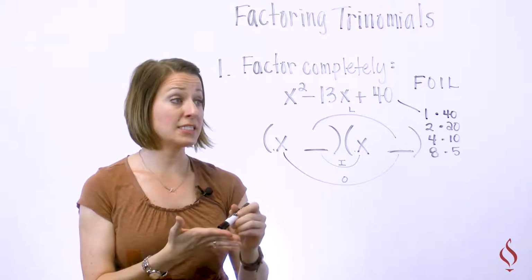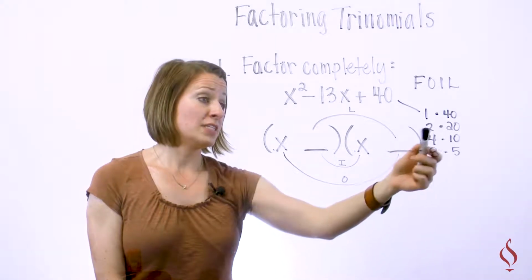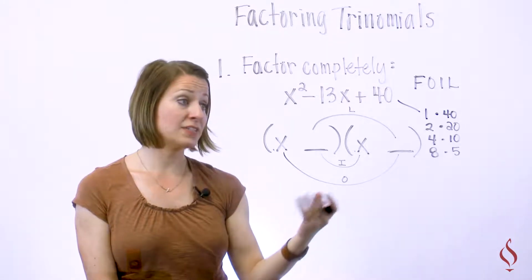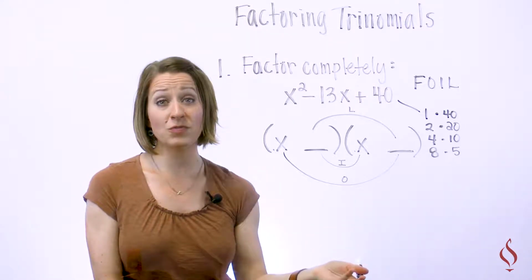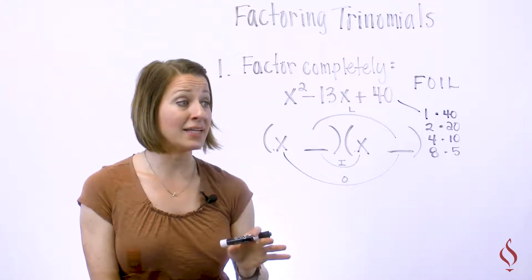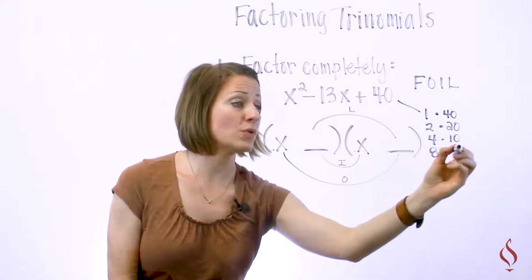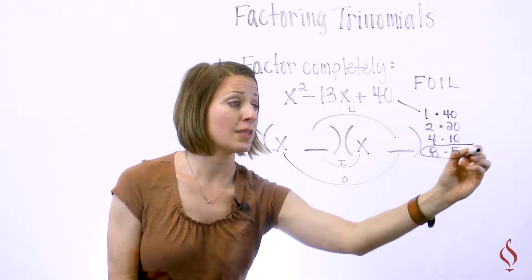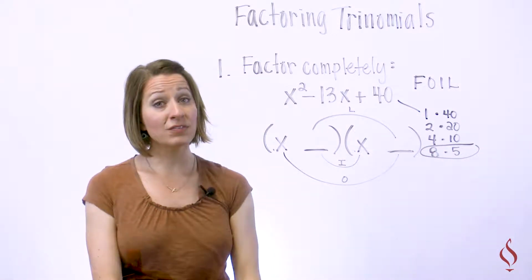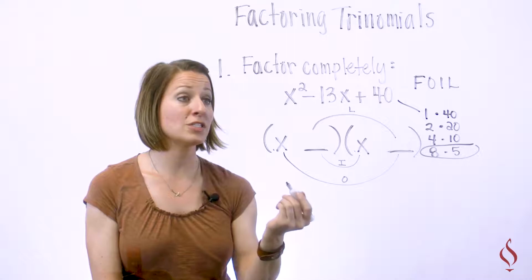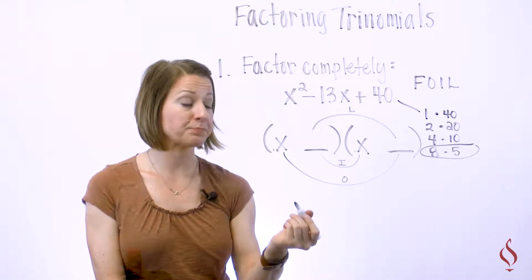All right, in this case, all of these multiply positive times positive to get the positive 40, but none of them add to get to the negative 13. The closest one is this one right here. That gives us a positive 13, but this problem is looking for a negative 13.